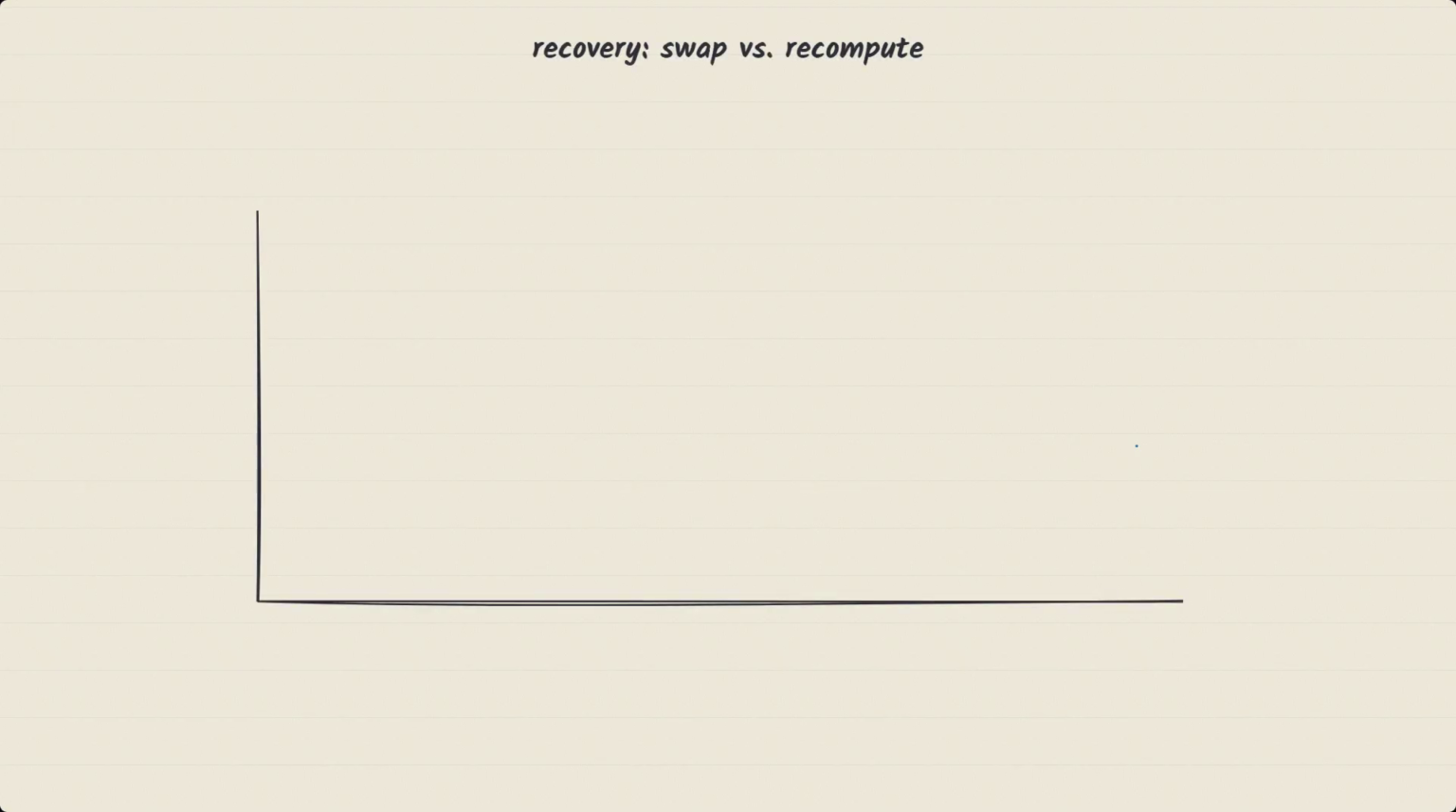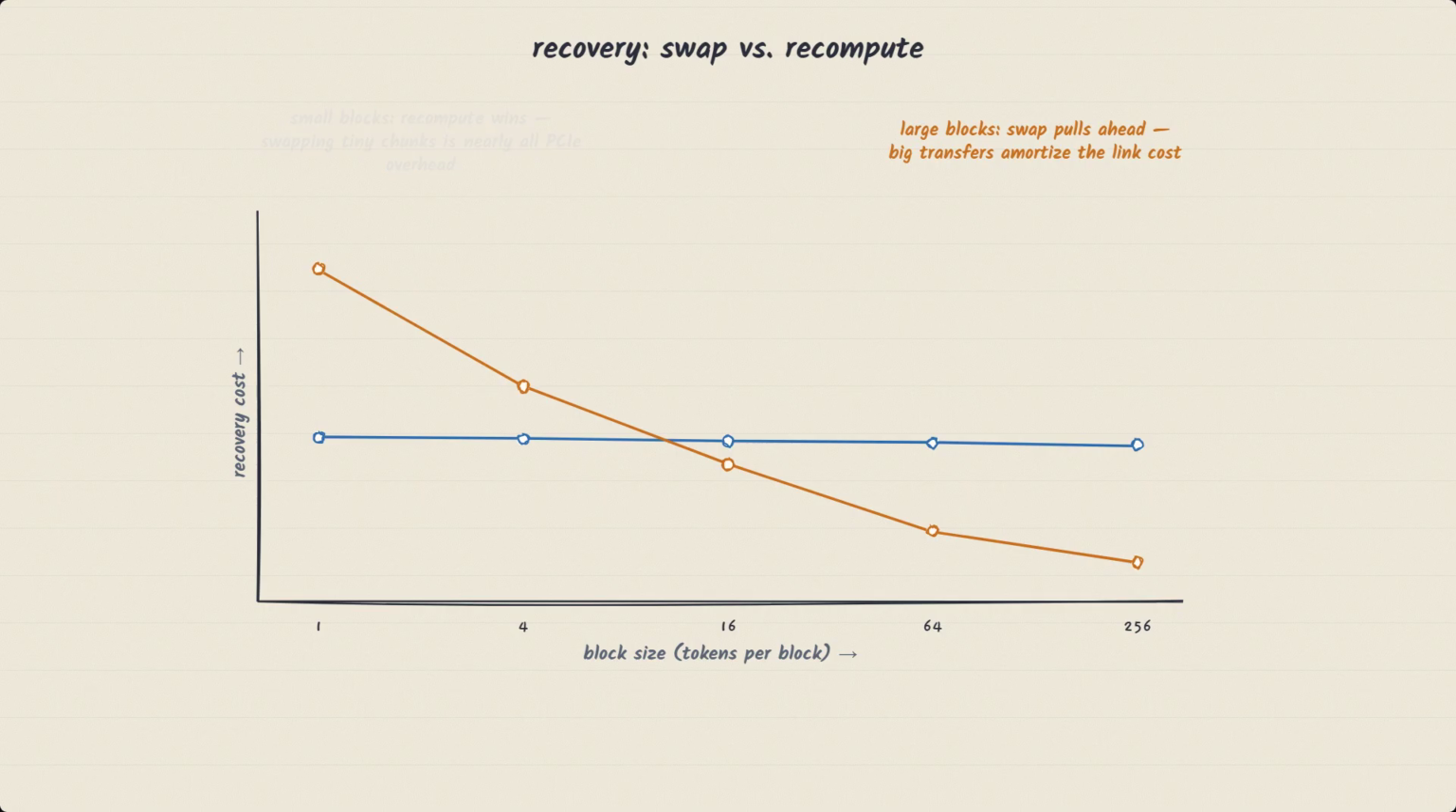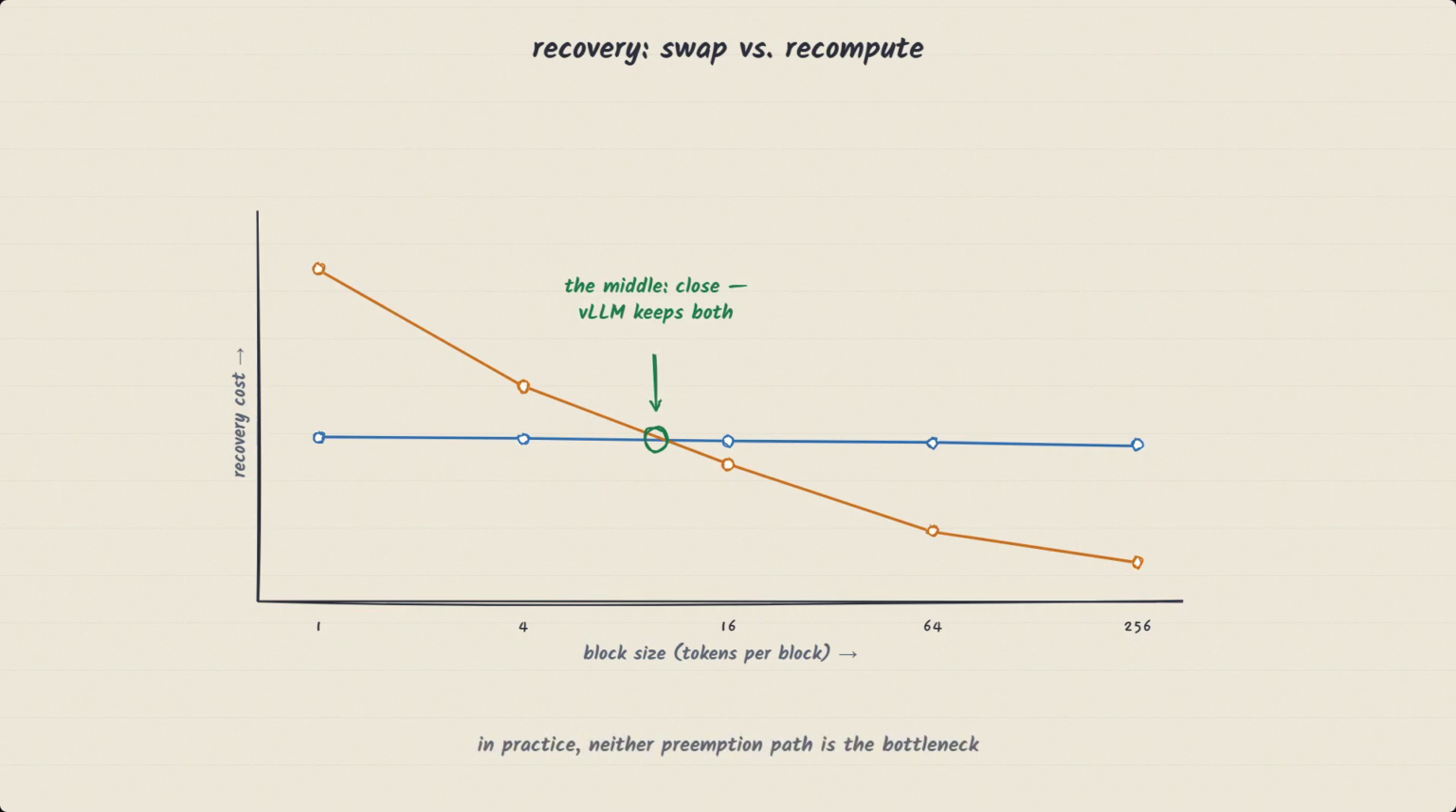And the recovery ablation, swapping versus recomputation, measured head-to-head. For small block sizes, recomputation wins clearly. Shipping tiny blocks back and forth over the PCIe link is nearly all overhead, so it's cheaper to just recompute. For large blocks, swapping pulls ahead. Across the practical middle, the two are close, which is exactly why vLLM keeps both in its toolbox. In practice, neither preemption path is a real bottleneck.